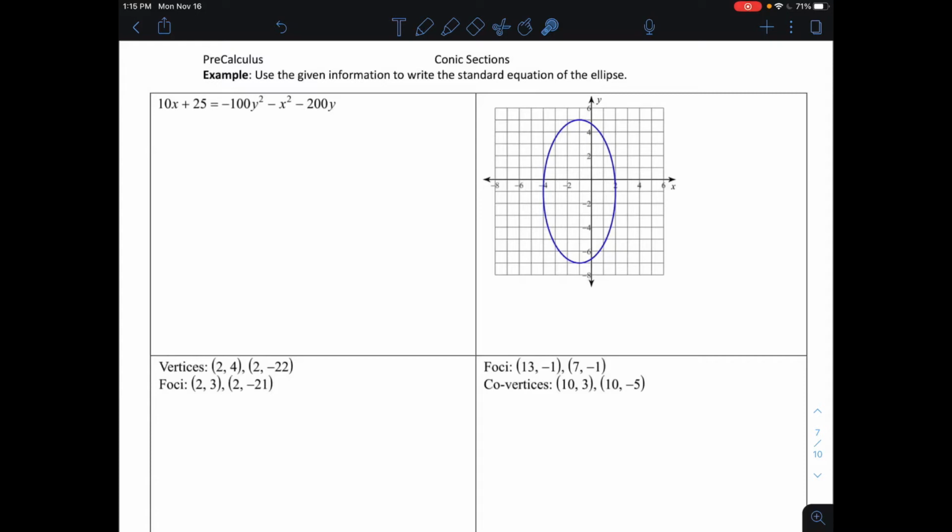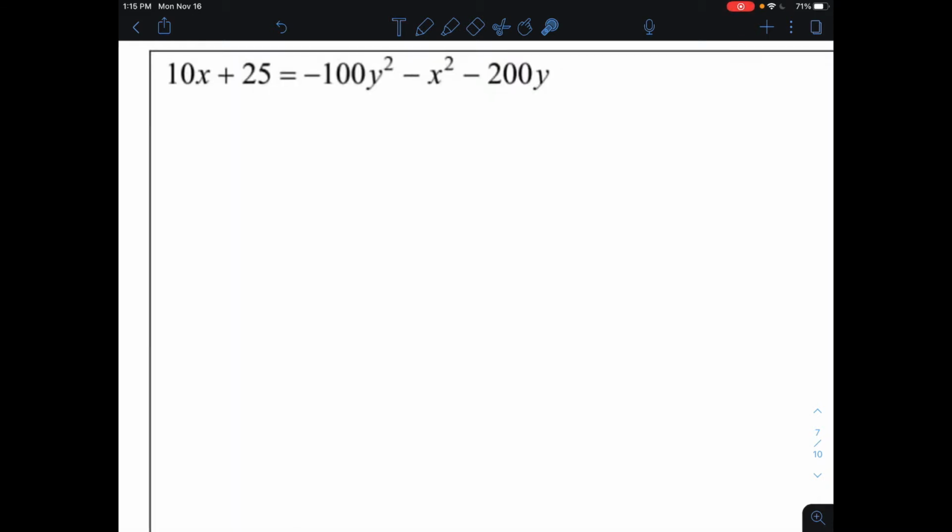All right, in this video, we're going to look at how to write the standard equation of an ellipse given various kinds of information. Here in this first problem, we're given the equation of an ellipse. It's written in general conic form. So basically, everything's fully expanded.